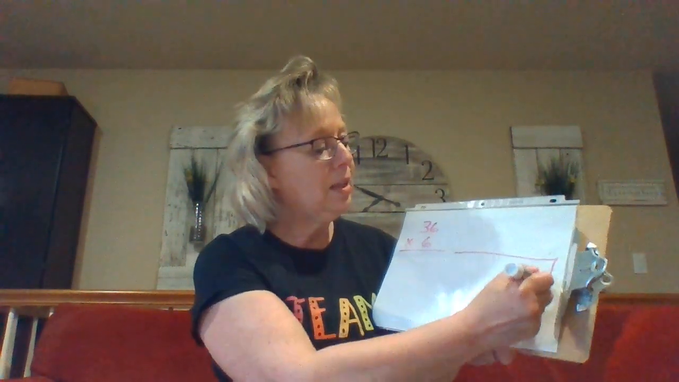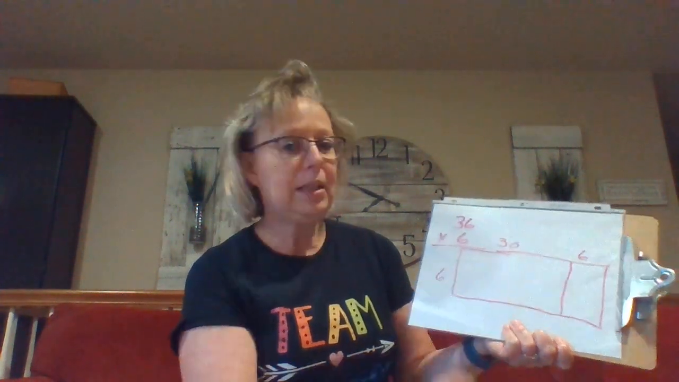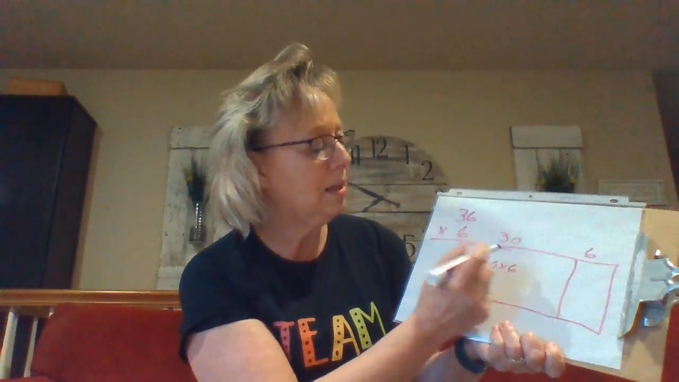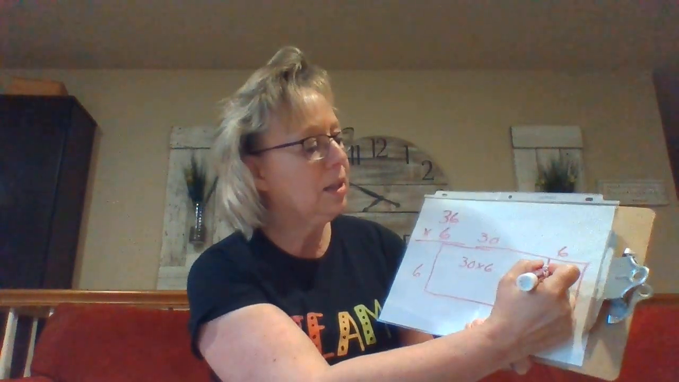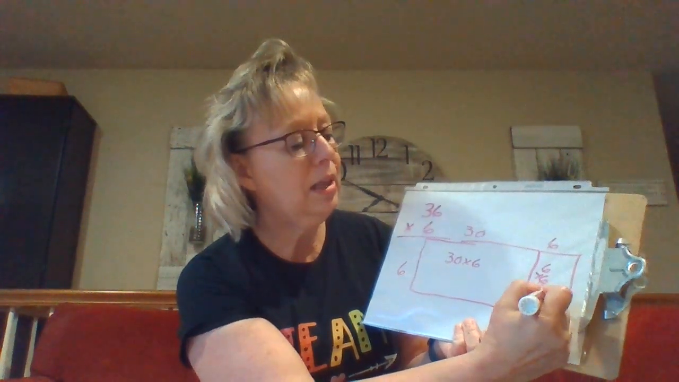Okay, so one last little one, just practice before you go to do your packets today. So this one we are going to do 36 times 6. So I'm just going to draw my big rectangle. Okay, and now 30 and 6 is how I can divide that. I'm going to multiply times 6 on the side. So I can multiply 30 times 6. And then this area is going to be 6 times 6. And 6 times 6 is 36.